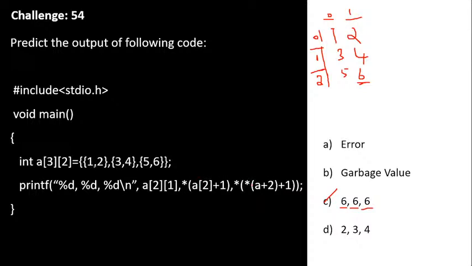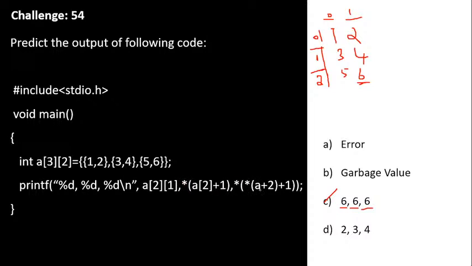Okay, so if I check the first one, that is star a of 2 plus 1. So at a of 2 there are two values, 5 and 6. So what is it pointing at initially? It is pointing at 5, because I've just accessed the row. Plus 1 will point to the next element, so that will be 6. What is the value there? At index 1 the value is 6, so that's why 6 is getting printed. Star is nothing but value, so that value will be printed.